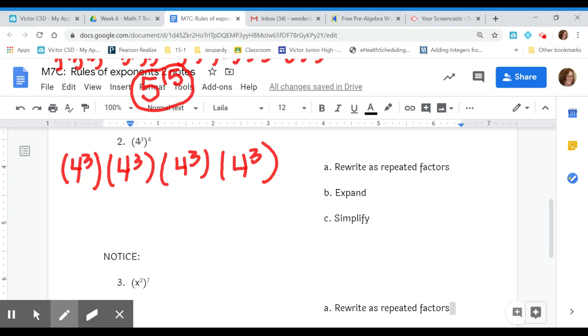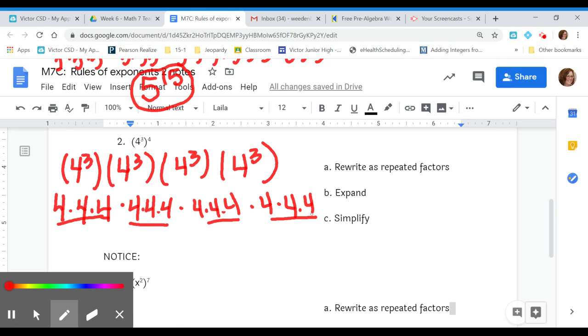Now our next step is to expand each of those. So each set of parentheses is 4 to the third power, which means 4 times 4 times 4. Remember, an exponent tells us we have 3 copies of the 4. So now pause the video and expand this one out. So we've expanded each of these 4 to the third powers, and now if we look at all of these, I've written 4 copies of my 4 to the third power. So in the end, I expanded out and I had to write down 12 of those. So that means it's 4 to the 12th power.